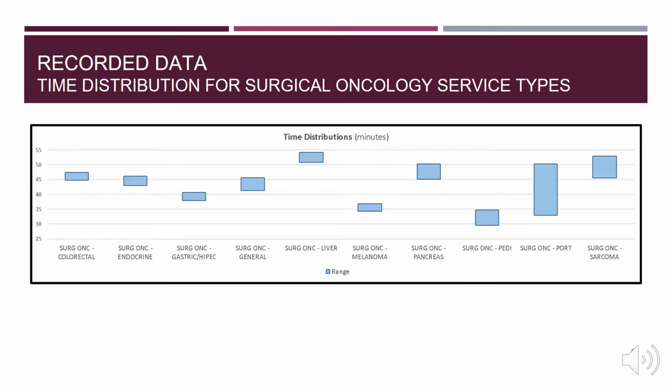So for some further analysis, for each operation type, we broke them down into scope time distributions. And we can see that liver, sarcoma, and pancreas are typically the highest three, with the highest scope time distributions ranging from 45 to 55 minutes.